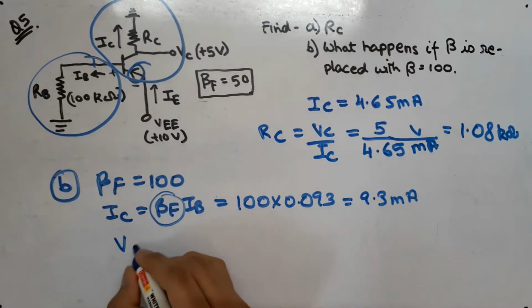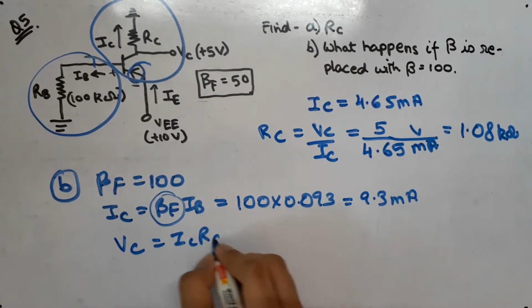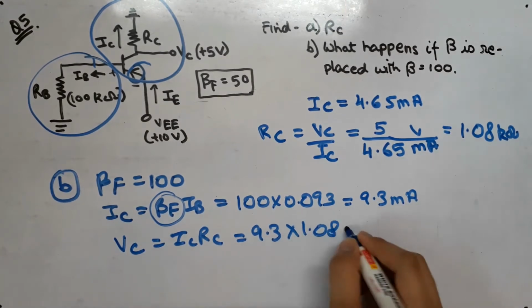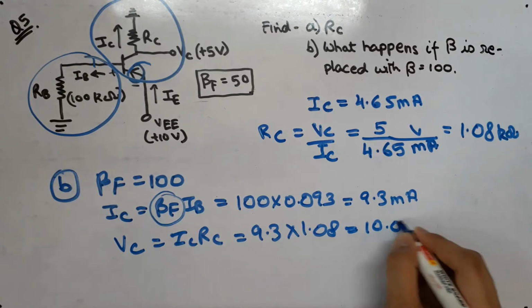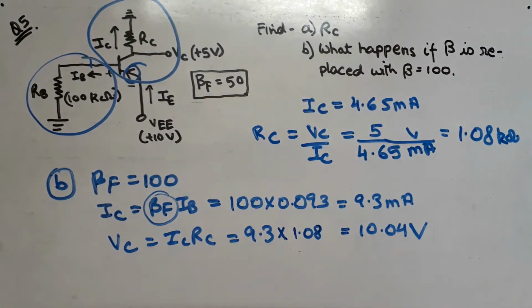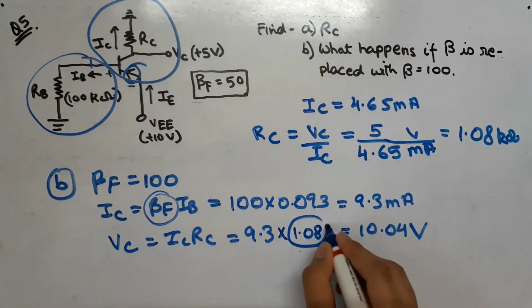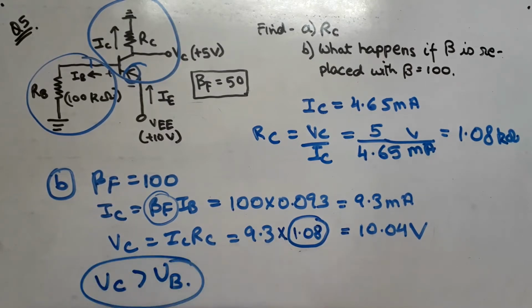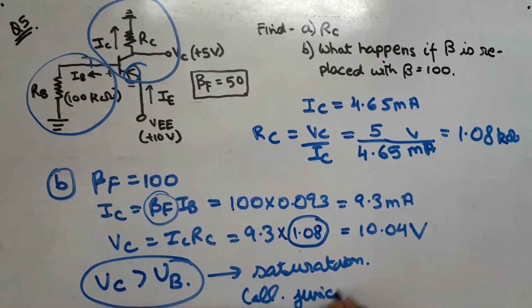And value of VC will be ICRC. That is 9.3 into 1.08, which will come out to be 10.04 volts. We found out the value of RB from the first part. Now we can see that value of VC is greater than VB, that is, it is greater than the base voltage. So this will lead the transistor into saturation region. This is because the collector junction will now go into forward bias mode.